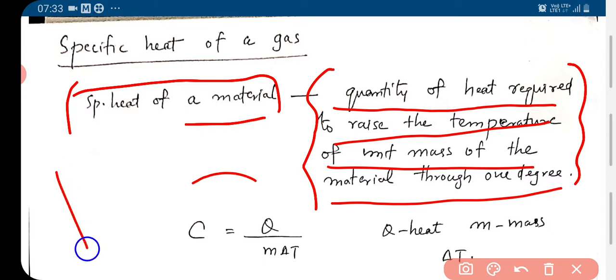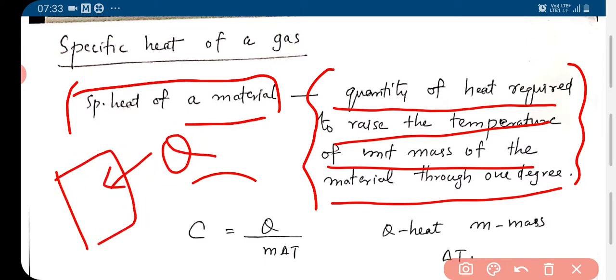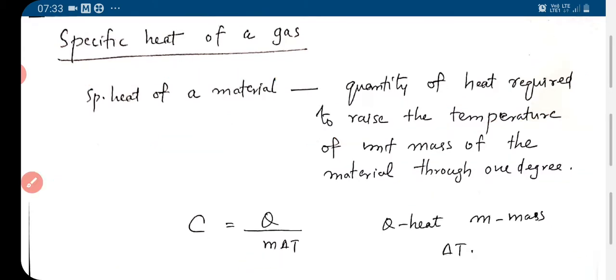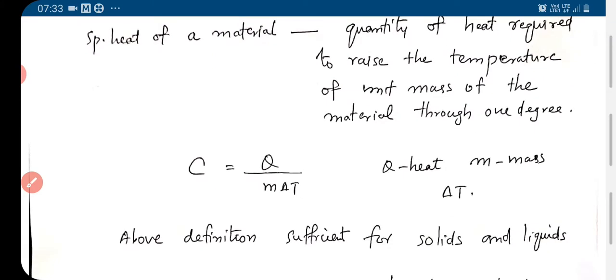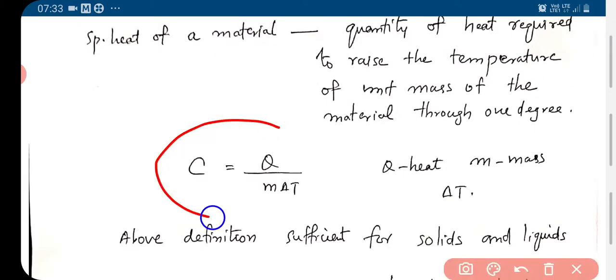So, suppose for a material you are supplying Q amount of heat, and suppose its mass is m, and you raise its temperature by delta T, then the specific heat will be Q by m delta T. That is the quantity of heat required to raise the temperature of unit mass, since we are dividing by m, of the material through 1 degree. So this is the specific heat.